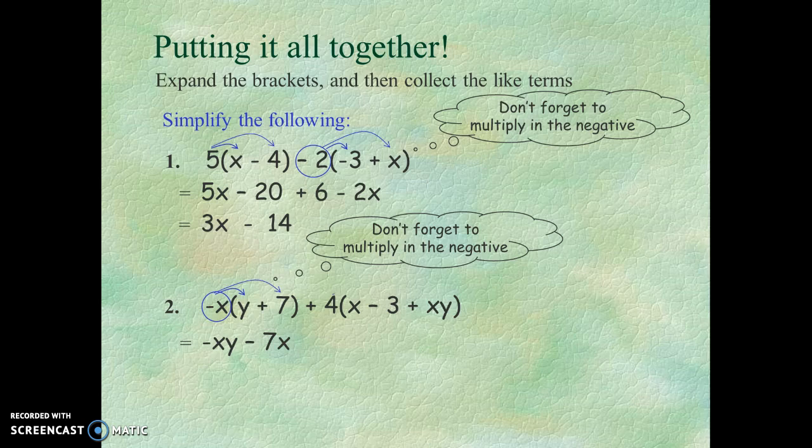Next, I'm going to multiply the positive 4. I don't need to circle it because it's positive. Don't worry about a negative. 4x minus 12 plus 4xy. Do I have any like terms? Well, I got a couple of xy's kicking around. I got a couple of x's and a single whole number, negative 12. That's the constant term.